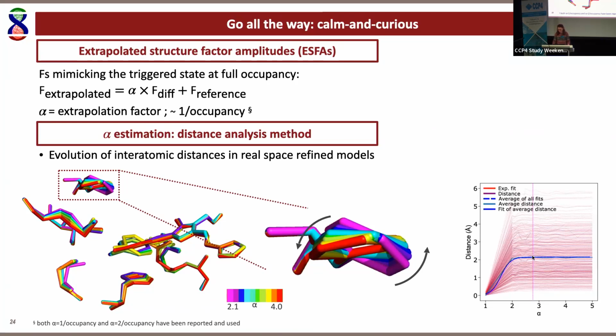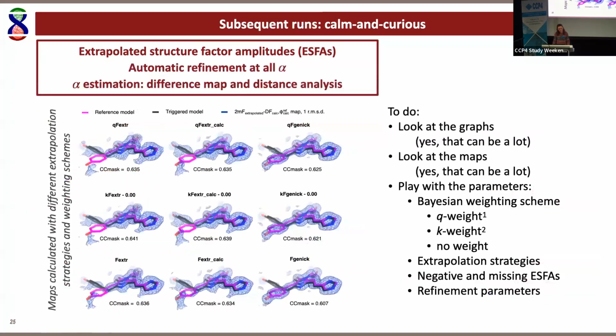So these two steps are actually additional in the calm and curious mode, and again, it's up to the user. Look at your results, look at all the graphs, look at all the maps, and this can be a lot depending on what you ask Xtrapolate to do. Nevertheless, you ask Xtrapolate to do it for a certain reason, so you have to look at the results. So if you ask it to calculate extrapolated structure factor amplitudes with different strategies, you get results for all of them, and you can see that there are probably differences between them, and you might want to select a specific strategy based on that.